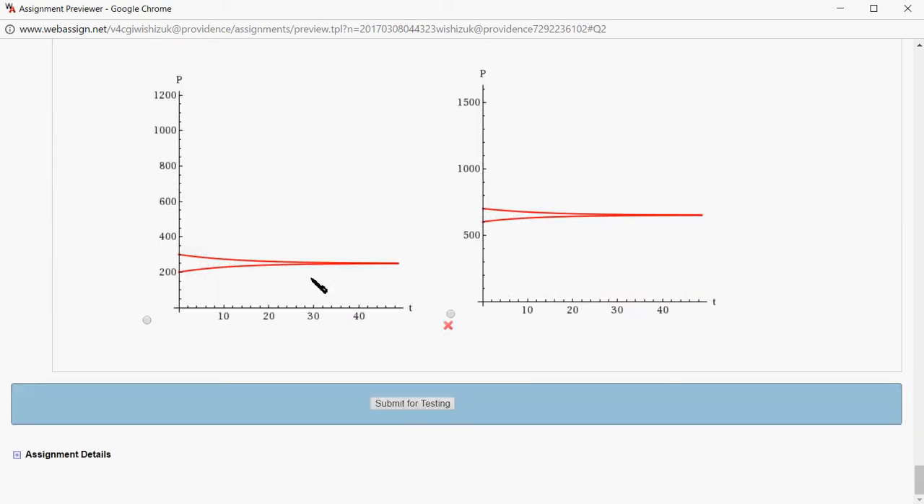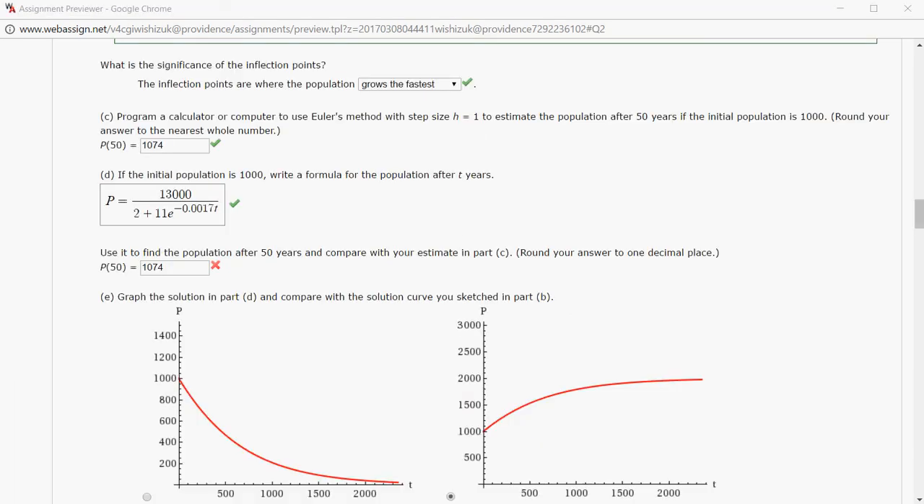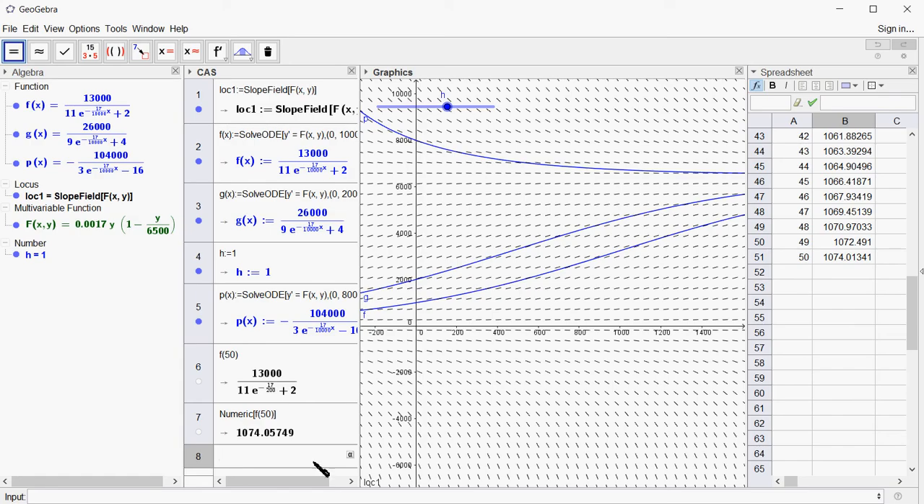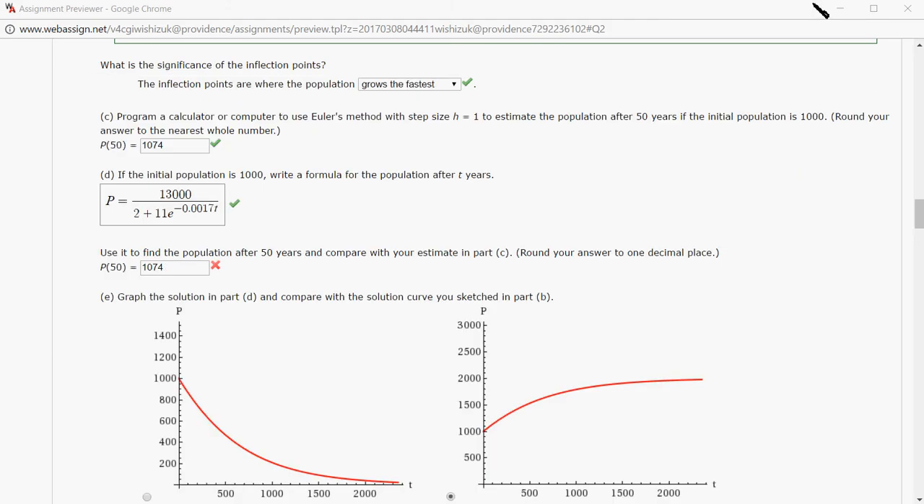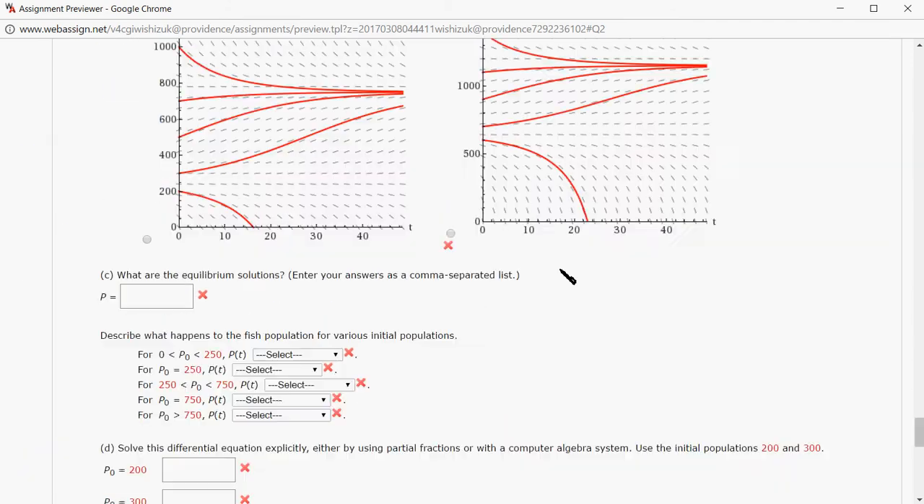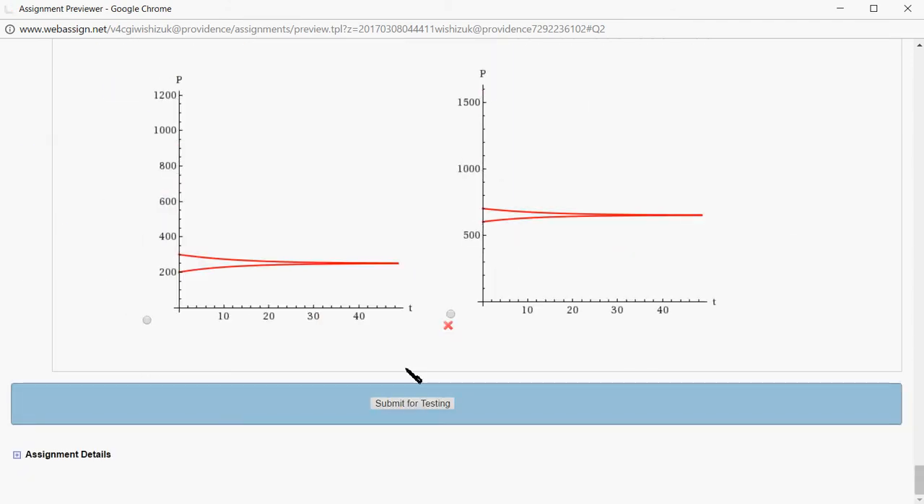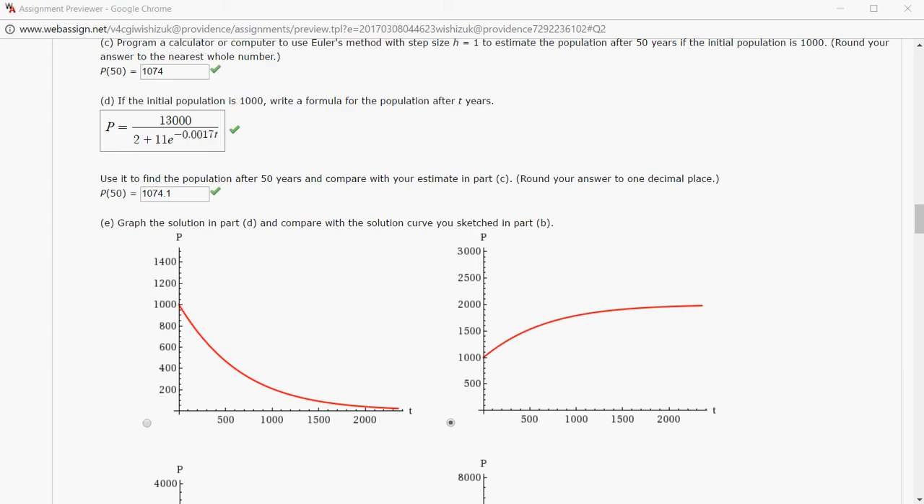Submit for testing. Actually, I didn't read the question. Round to 1 decimal place, so it's going to be 0.1. Let's check the answer. All right, so we got this one correctly.